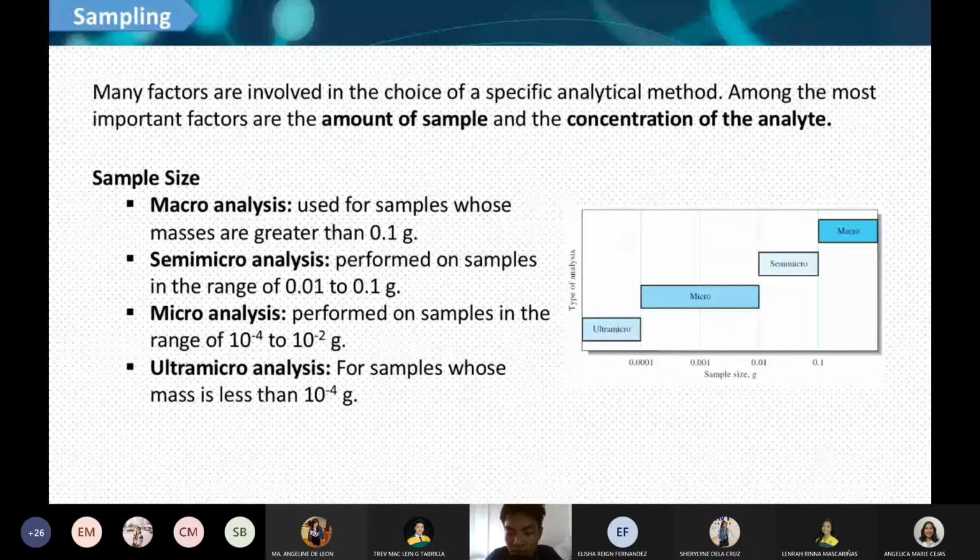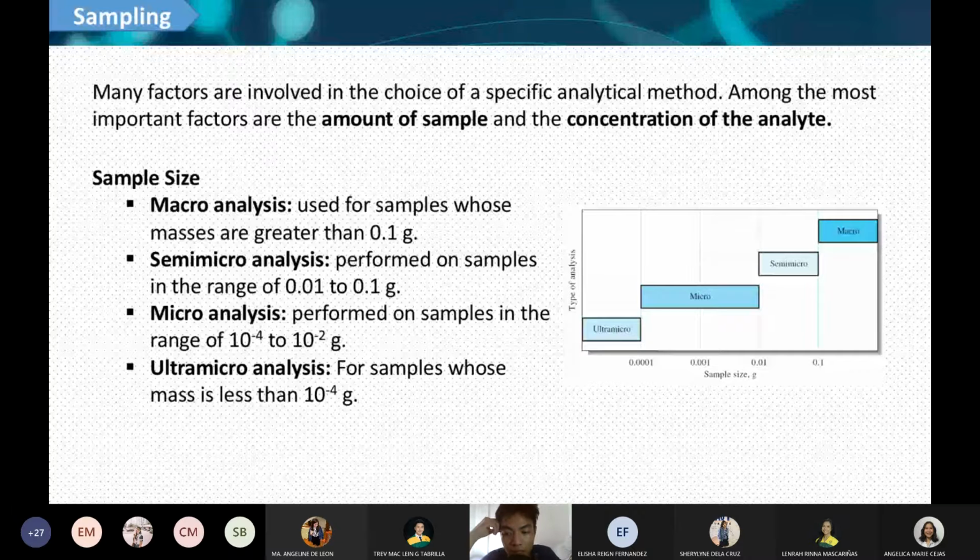Okay? So punta tayo sa sample size, no. Depending on the amount of your sample, you can have different types of analysis. So let's say we have macro analysis. We will employ the use of macro analysis when our sample size is about 0.1 and above, in terms of grams. Okay? So kapag medyo mabigat yung ating sample size, then we can employ the macro type of analysis. So I'll give you some example of macro analysis.